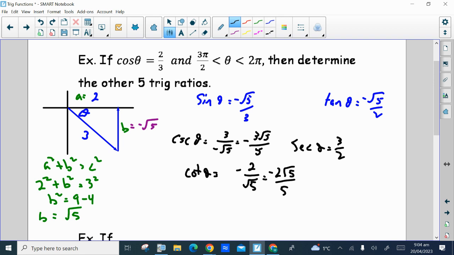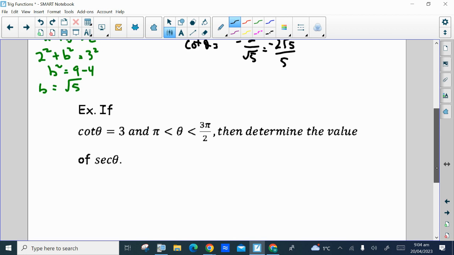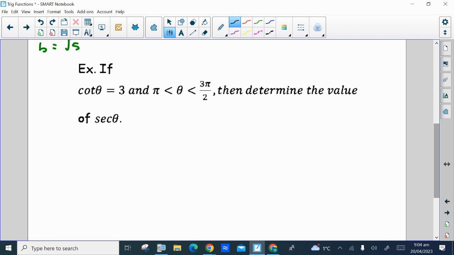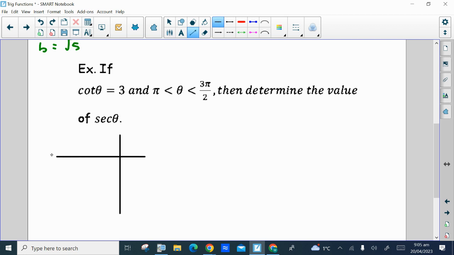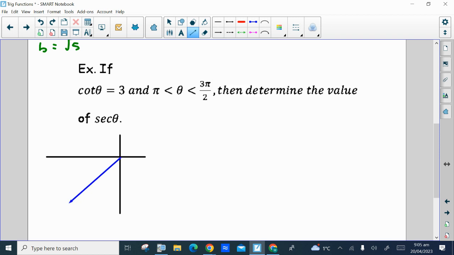Okay, so again, we've seen ones like this in 30-1. This next one, the cotan is 3. In this case, we're between pi and 3 pi on 2, which is the third quadrant. We just want to get the value of secant, which is the reciprocal of cosine. But we'll start by setting up our coordinate grid. And we need to draw an angle in the third quadrant because that's between pi and 3 pi on 2.